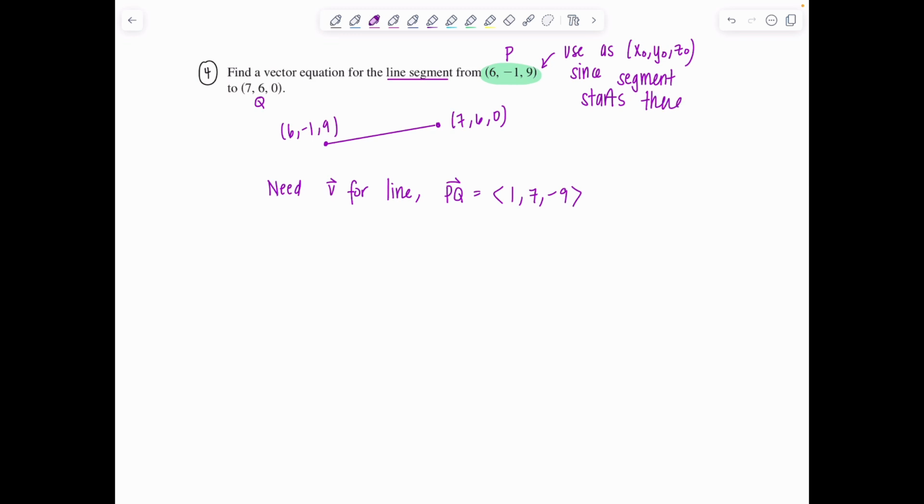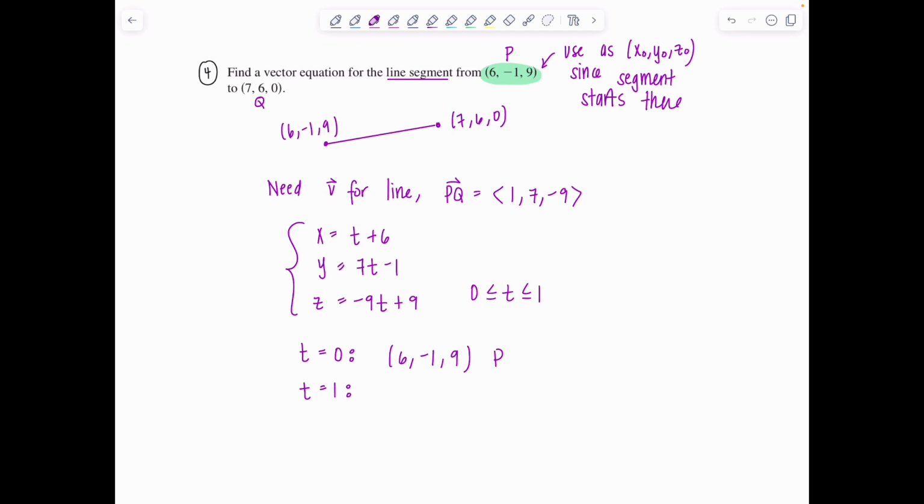So here's my parametric equations. x equals 1 times t plus 6, y equals 7t minus 1, and z equals -9t plus 9. And then all you need to do is restrict your parameter t to go from only 0 to 1. And you might say, what in the world? Well, notice something. If t is 0, x is going to be 6, y is going to be -1, and z is 9. So that's the point P.